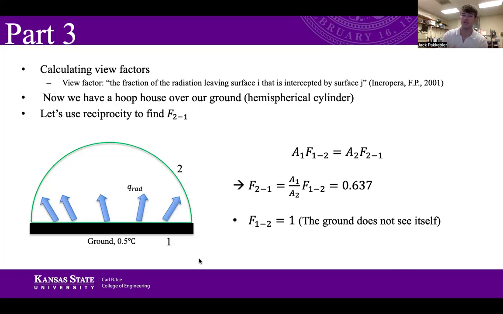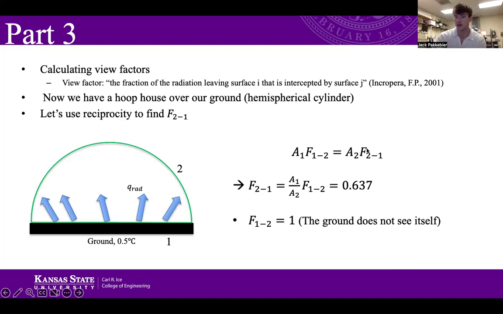So one tactic to find this view factor is reciprocity. Also, you can just use observation to find a view factor. You can see if it is either 0 or 1. Looking at this problem, you can see that all of the emission or radiation coming from the ground is going to hit the hoop house. So this ratio, the fraction of radiation leaving the ground that is intercepted by surface j, would be 1. The ground does not see itself at all.